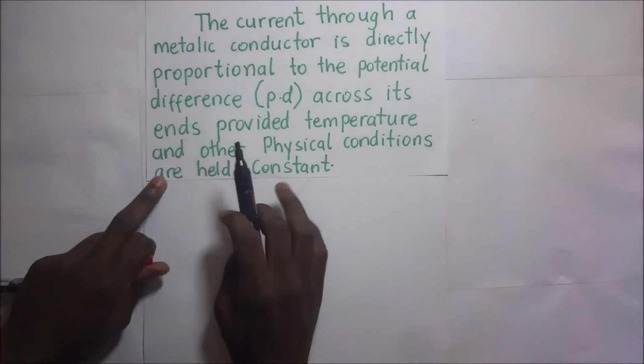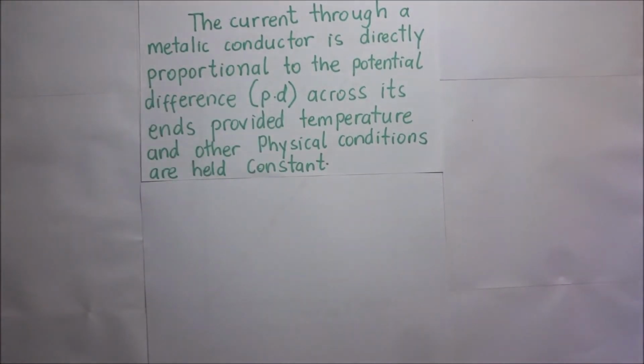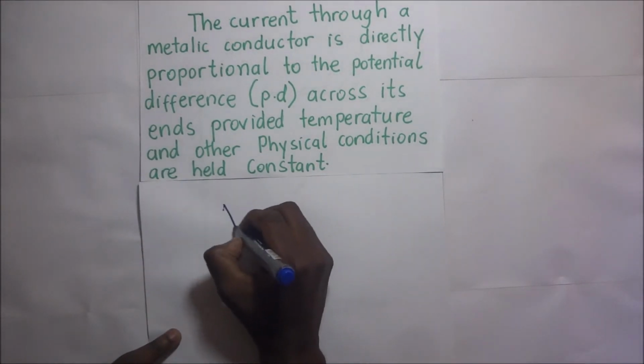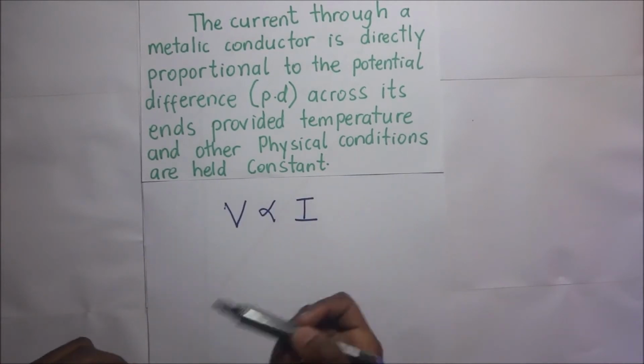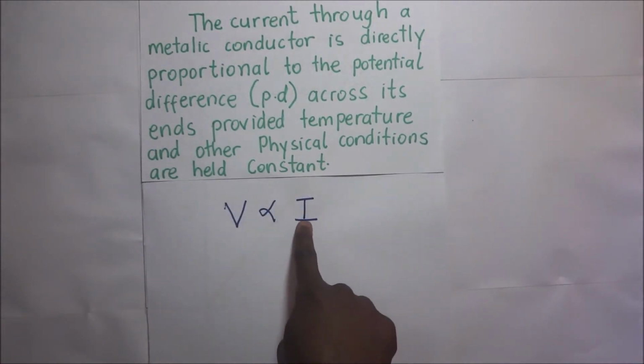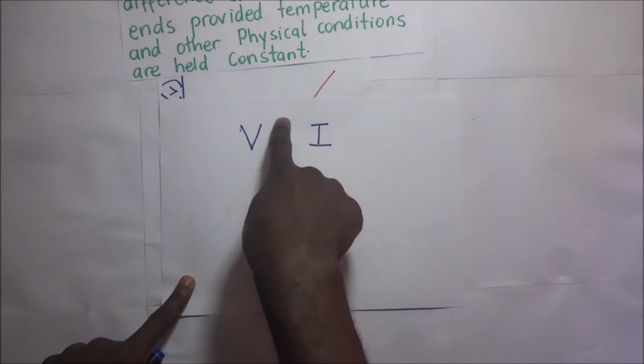So looking at this law, we are able to see that they are telling us that current is directly proportional to voltage. So it means that V is directly proportional to I, or current flowing through a conductor is directly proportional to the potential difference across the ends of that conductor.